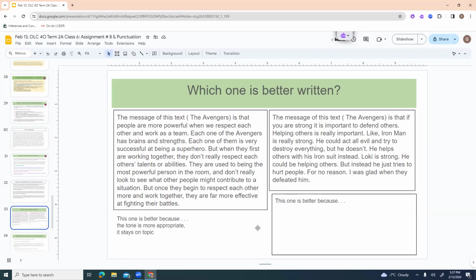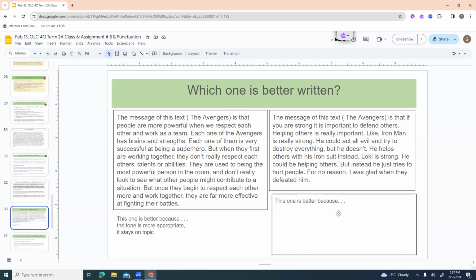Here's the second possibility. The message of this text, The Avengers, is that if you are strong, it is important to defend others. Helping others is really important. Like Iron Man is really strong. He could act all evil and try to destroy everything, but he doesn't. He helps others with his iron suit instead. Loki is strong. He could be helping others, but instead he just tries to hurt people for no reason. I was glad when they defeated him. So, which one is stronger and why?